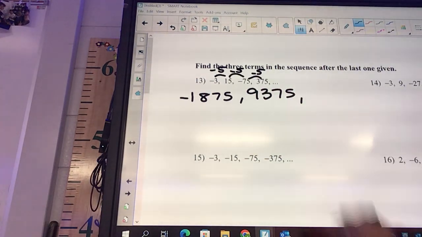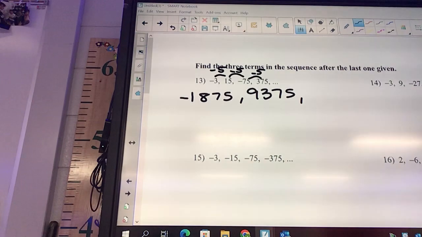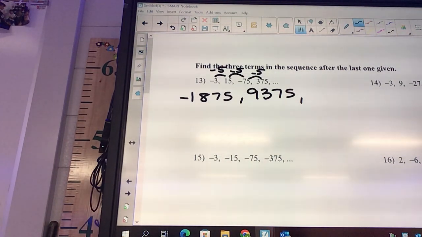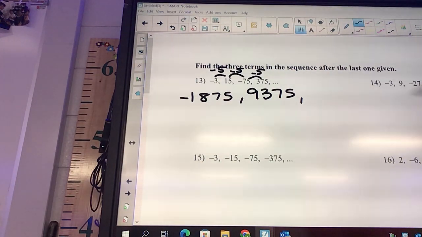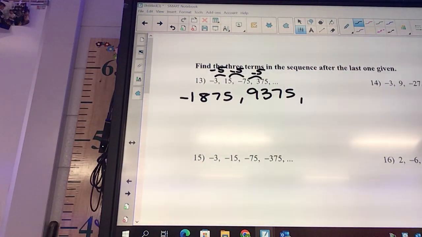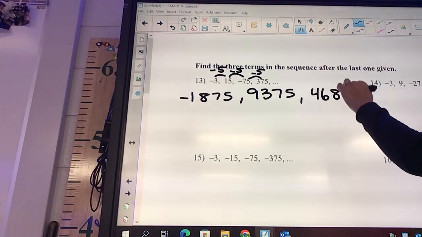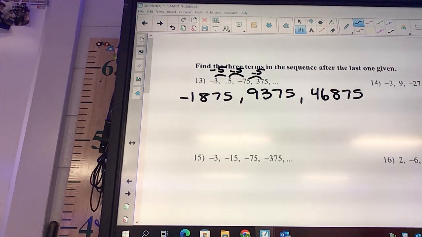9,375. Somebody agree? Okay. I don't know what they are, for those of you guys that are new. I have no idea, so if it's wrong, you'll know when I grade your sheet, because I'm going to mark it wrong. Okay? So you're going to take that and say times 5. 46,875.